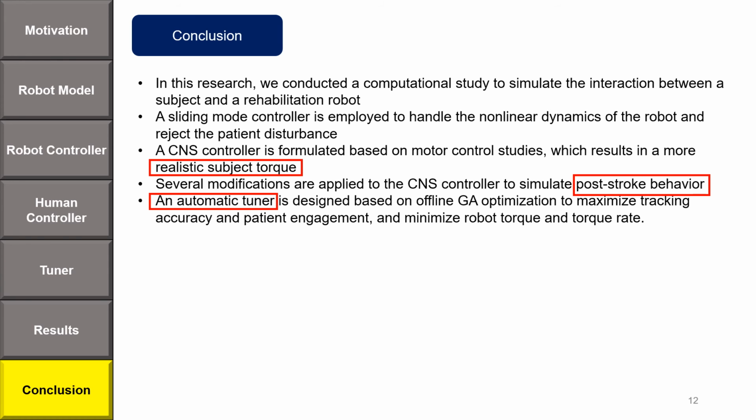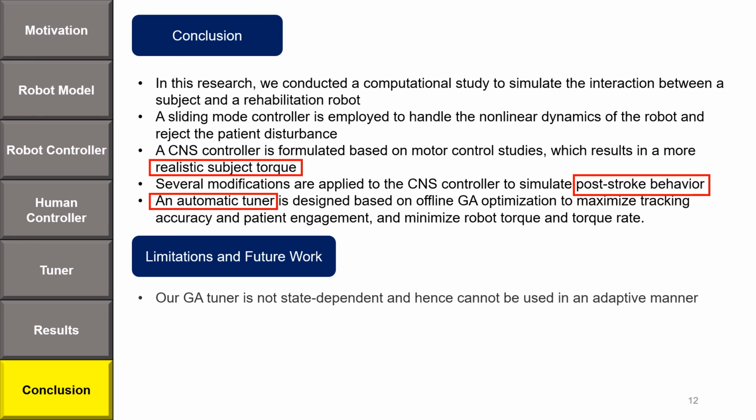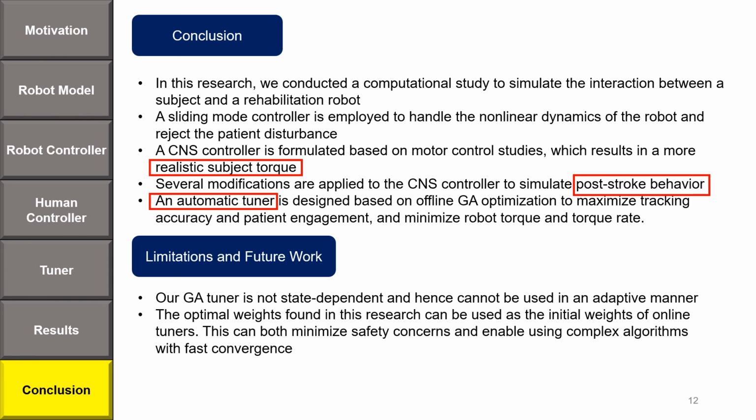Note that our study is a proof of concept for automatic tuners in rehabilitation. More advanced tuners can be considered in the future. For instance, since our GA tuner is not explicitly state-dependent, it cannot be used as an adaptive tuner. Having said that, instead of using random initial weights as done by previous assistive studies, the results of this research can be used as the initial weights of other online tuners.